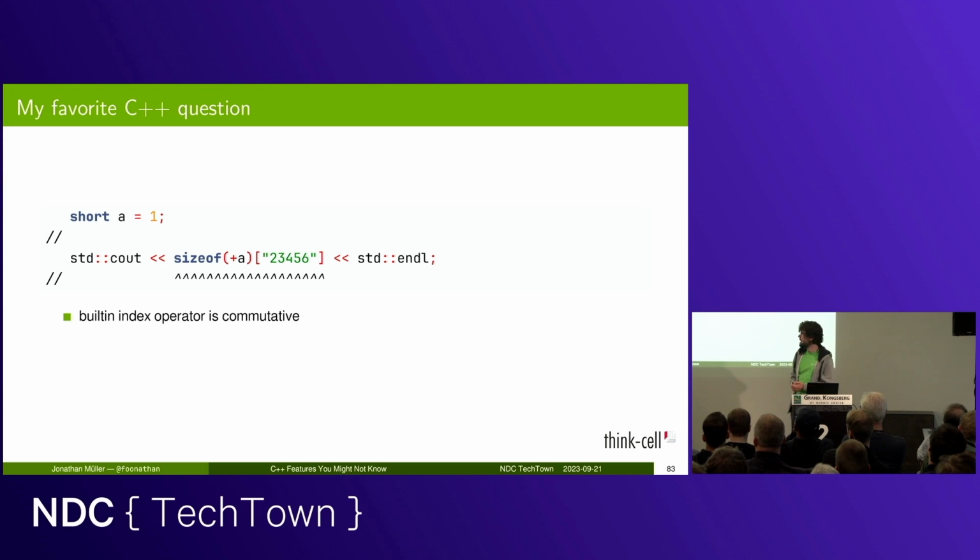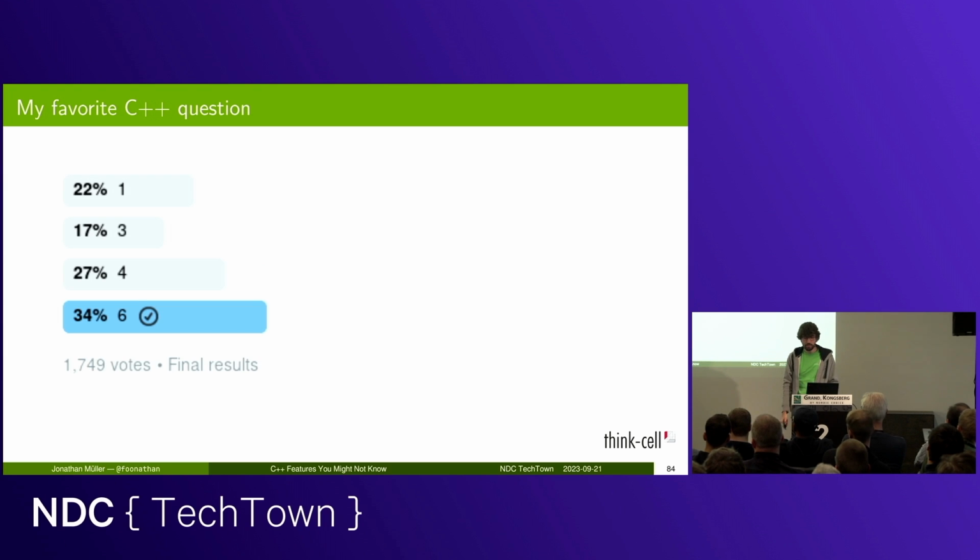So we are using the built-in array index operator because the right-hand side is a char array. This is commutative, so we can swap it around. 4 indexed into the string, because that's the result of sizeof, is the same thing as swapped around. So the result is 6. And in fact, if you look at the poll results, majority 6, we're good. Just to double check, let's actually run the program and see what it prints. And it prints 1.